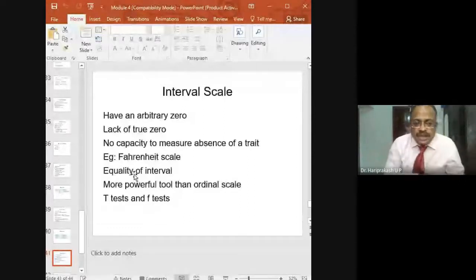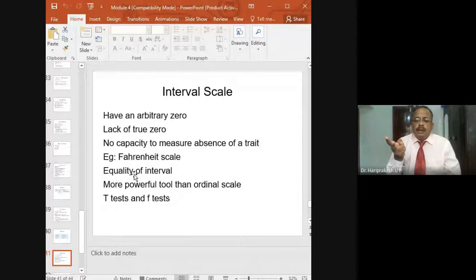Equality of the intervals: you know what is the difference between 1 degree and 2 degree. What is the extent of difference? You will know that, is it not? Which was not present in the ordinal scale. The difference between 1 degree and 2 degree is the same as the difference between 2 degree and 3 degree, like that. So you know very clearly what the interval is. Equality of the interval is there. So this is a more powerful tool than the ordinal scale.